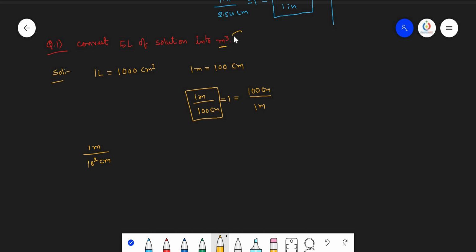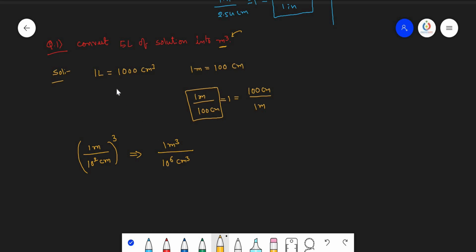Here the value is in the meter cube. Here only it is in the meter. So just cube it. Then we get 1 meter cube divided by 10 power 6 centimeter cube.